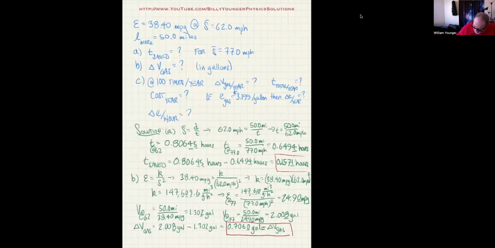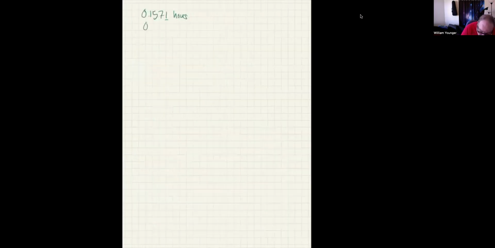0.1571 hours, and the other figure was 0.7060 gallons. This is T saved, and that's per trip, and this is delta V gas per trip.